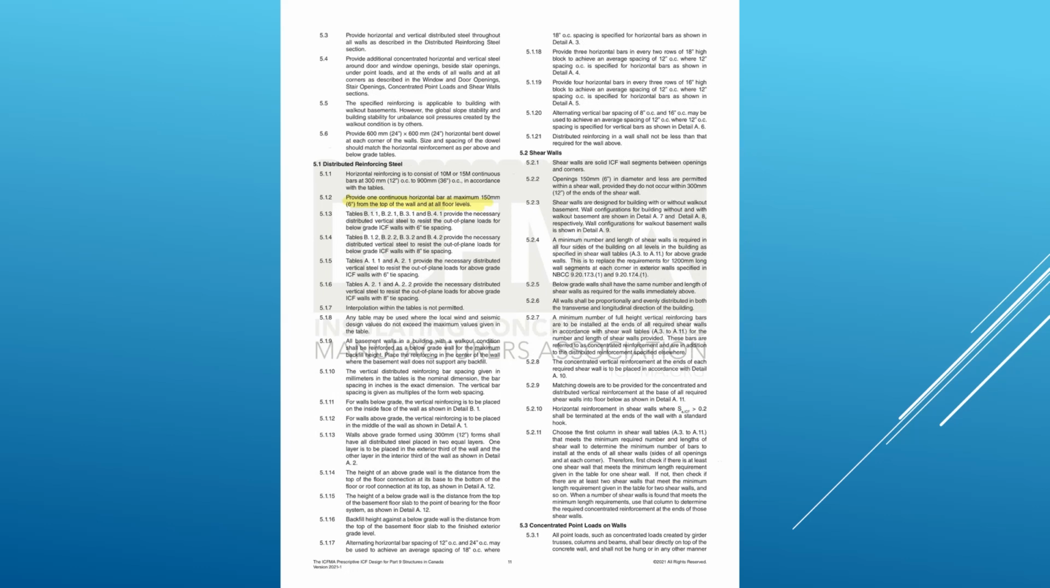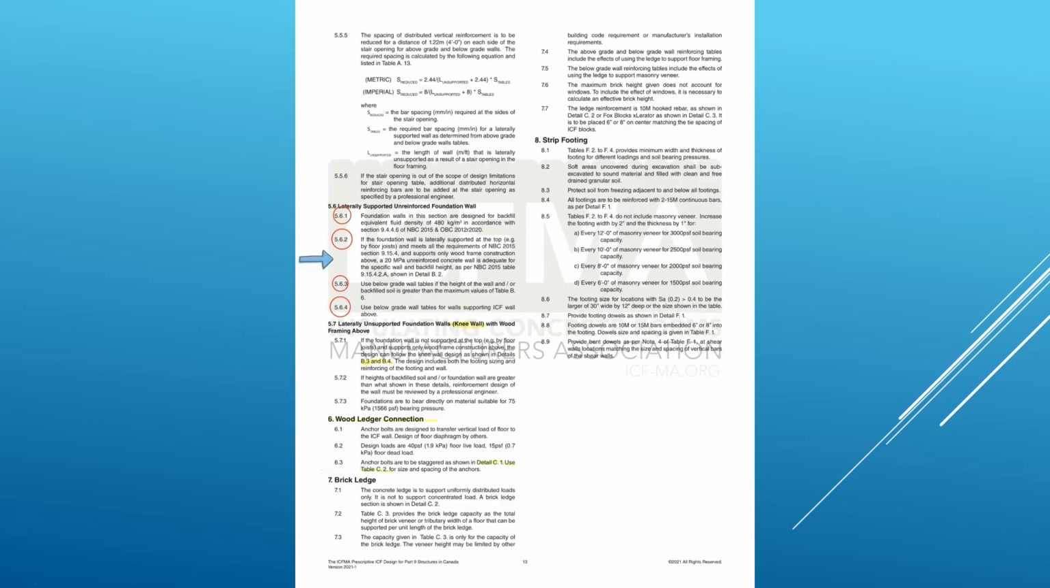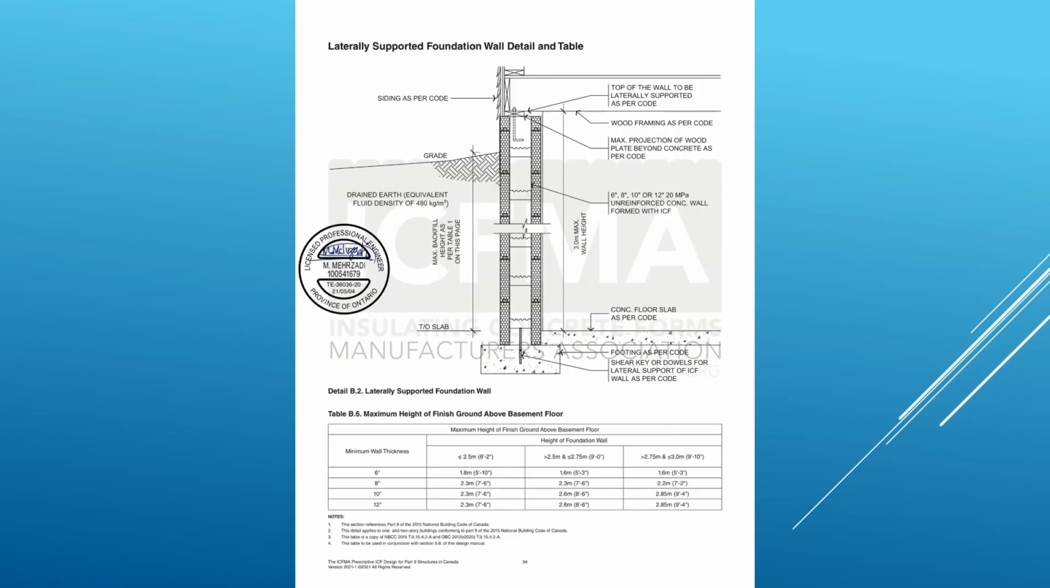Steel: provide one continuous horizontal bar, a maximum of 6 inches from the top of the wall at the floor level. Again, you need to go through this and understand it. Laterally supported walls, wood ledgers, it's all there. Anyway, they give you some pictures here. For a laterally supported wall, they give you an indication of how it's laterally supported at the top and the bottom.